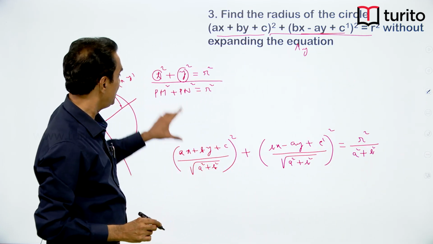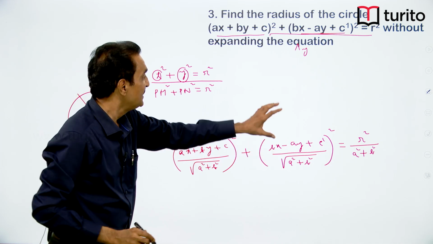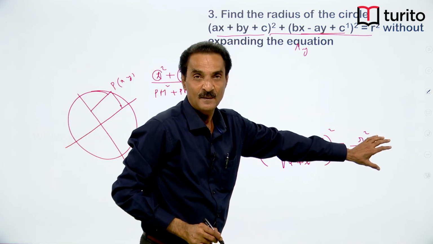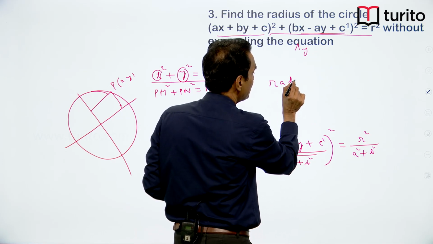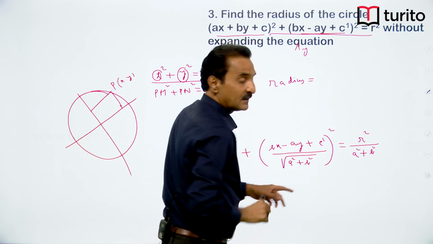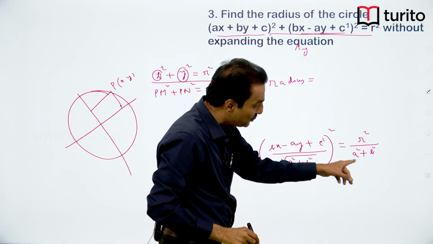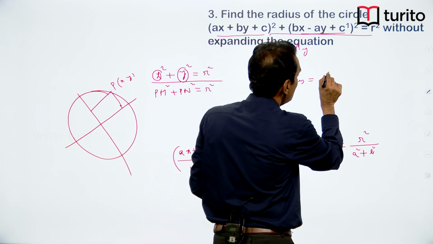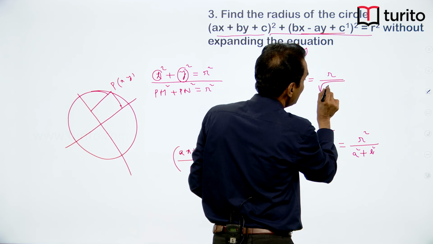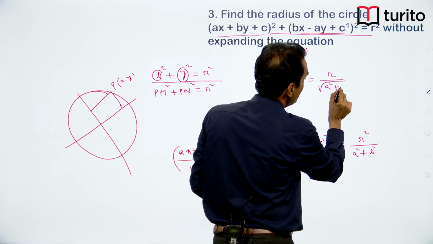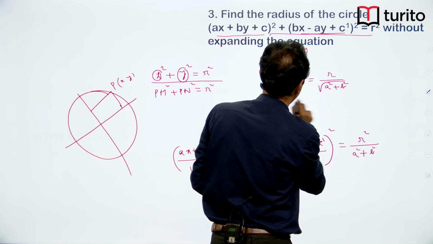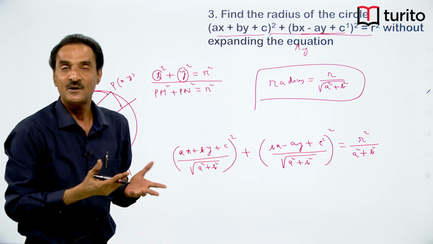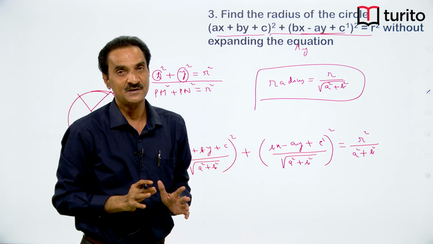Now, this is Pm square, this is Pn square. So, this must be radius square. So, what is the radius of the circle? Radius of the circle is going to be square root of this, r under root a square plus b square. So, this is our answer. We got it without expanding the equation. Okay.